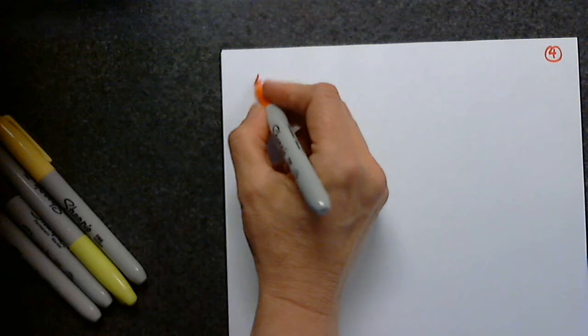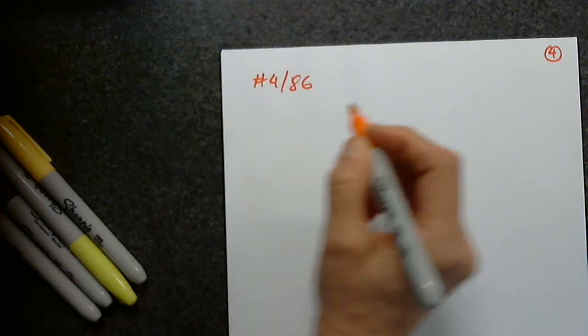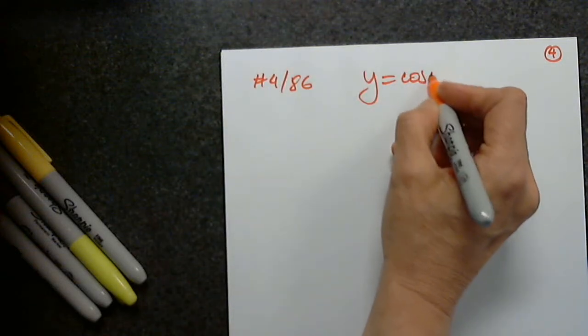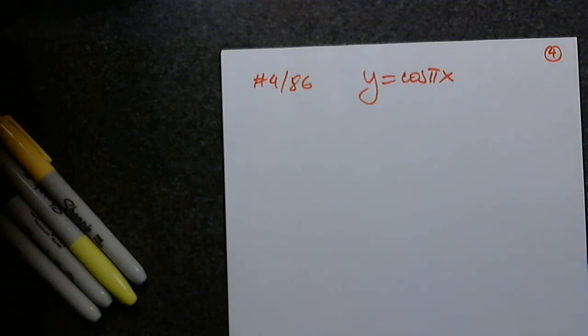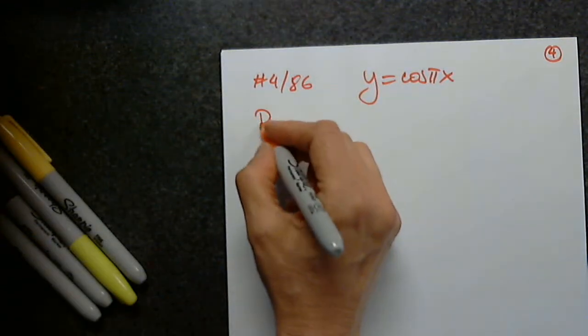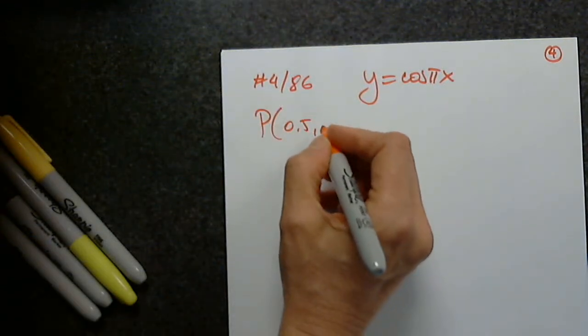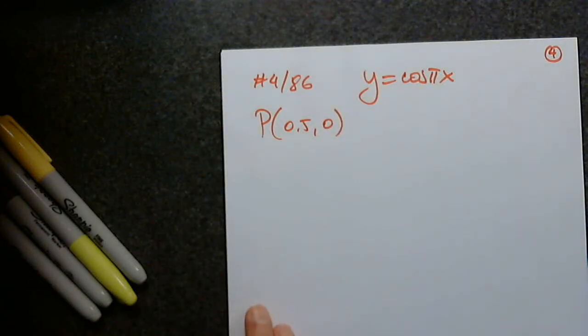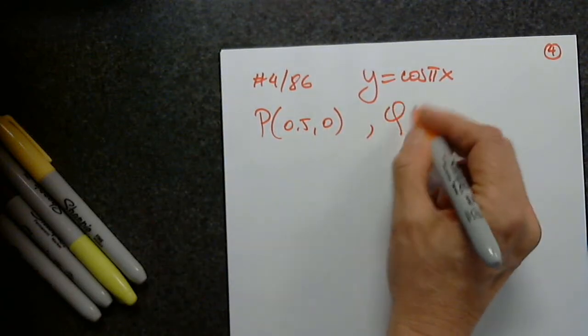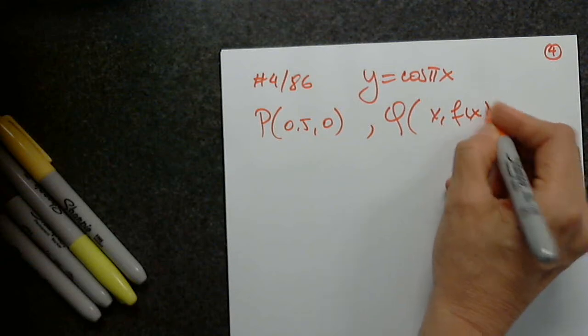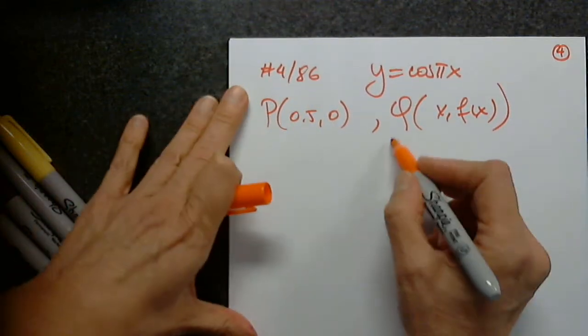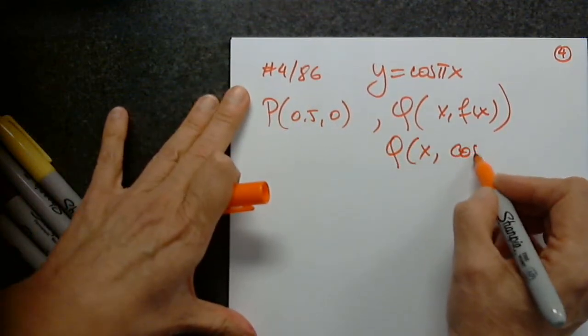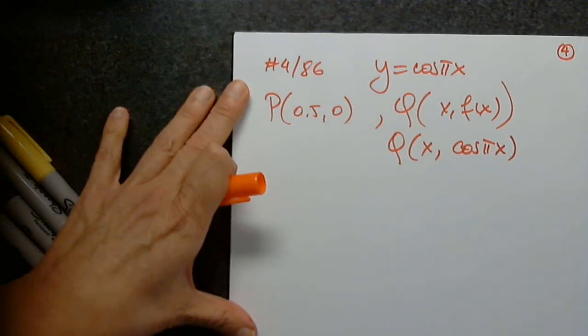Okay, so problem 4 on 86. We are given y equals cosine pi x. And the point is P, 0.5 comma 0. And Q, of course, is x comma f of x. In other words, Q is x comma cosine pi x.